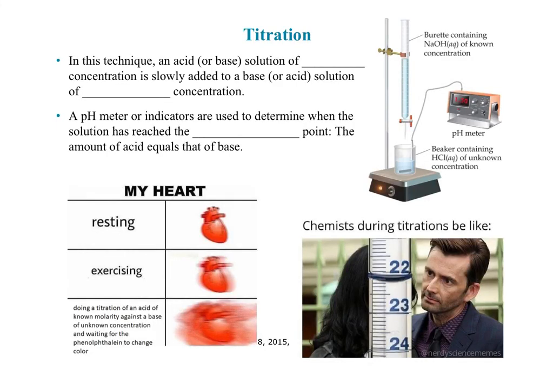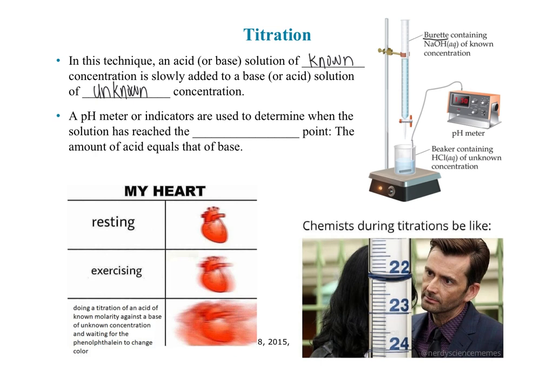Titrations are a tool where you can take an acid or base, basically a solution that has a known concentration, and you slowly add it to an unknown solution where you're trying to determine that solution's concentration.